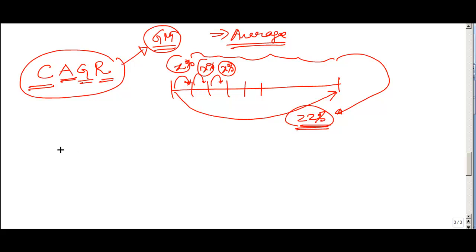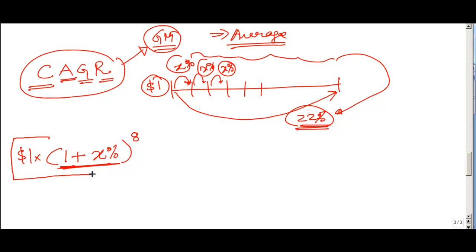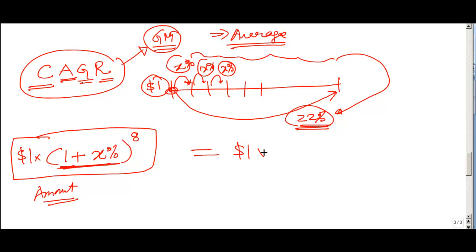So let's say I am generating X% return every month. Because we have to do the compounding, assume that you invested $1. Each dollar is getting compounded at a rate of X% over how many months? 8 months. So this is the final amount that you have. This amount is equal to the amount you will generate over here, which is $1 into 1 plus whatever you have generated, let's say 22.17% return. Right? So here we need to compute this X.